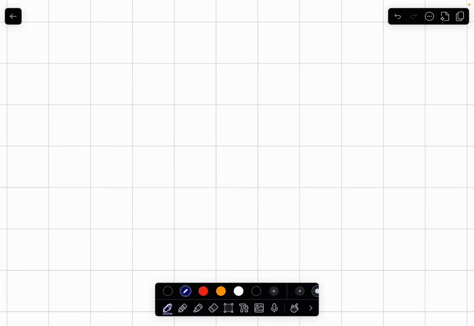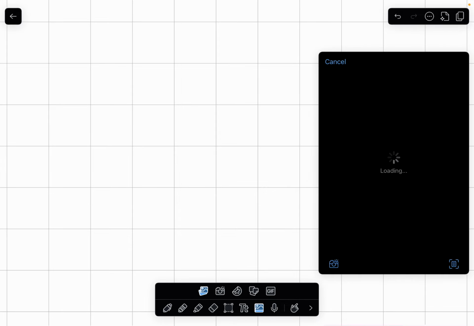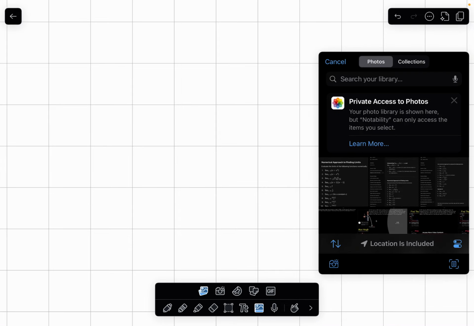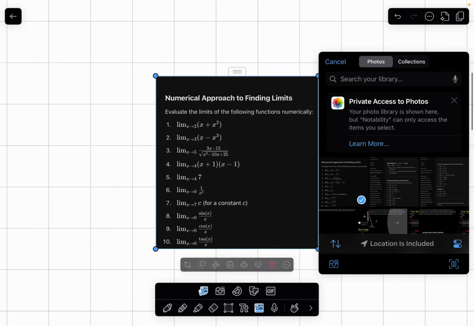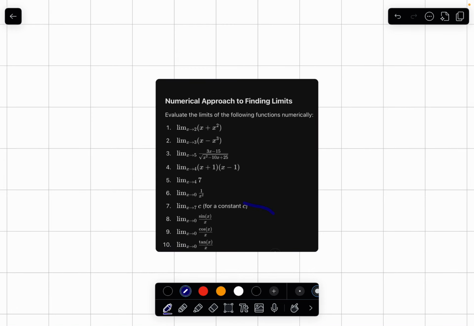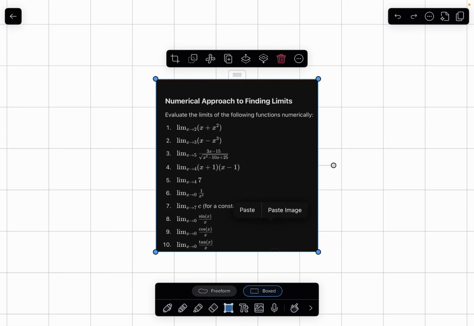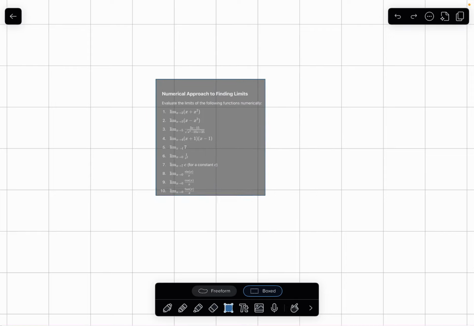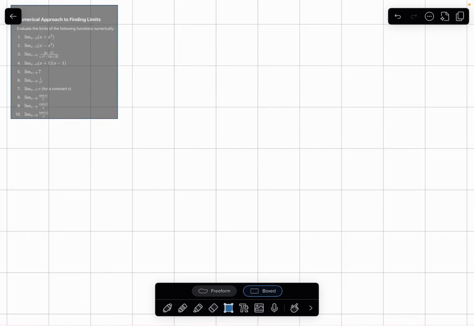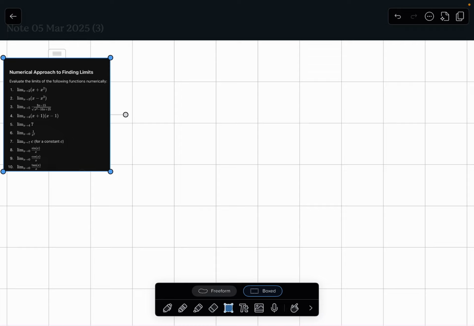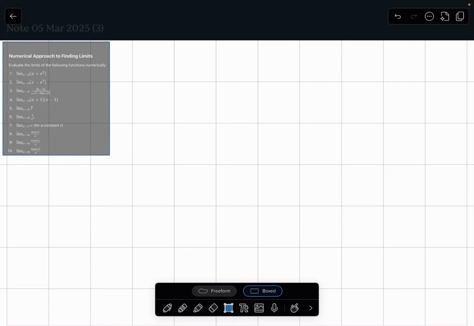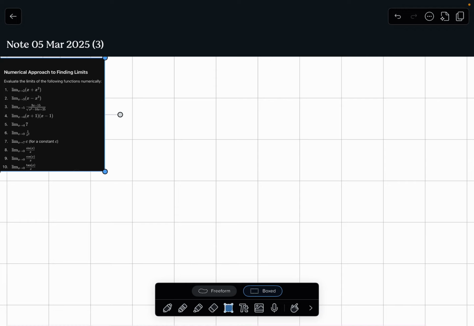Today we are going to evaluate the limits using a numerical approach. We are going to evaluate these limits using the so-called numerical approach. Understand? So they gave us these questions. We are going to evaluate those questions using the numerical approach.